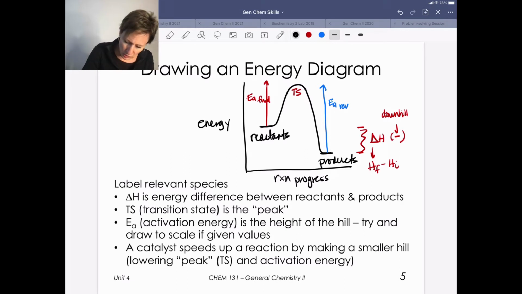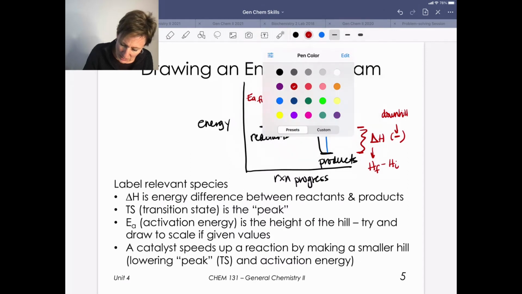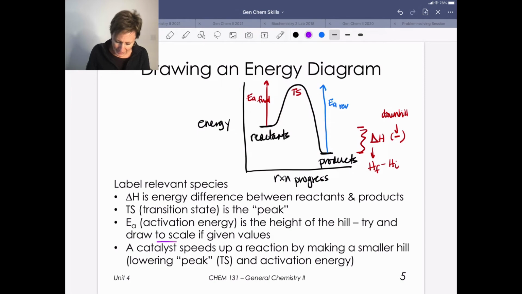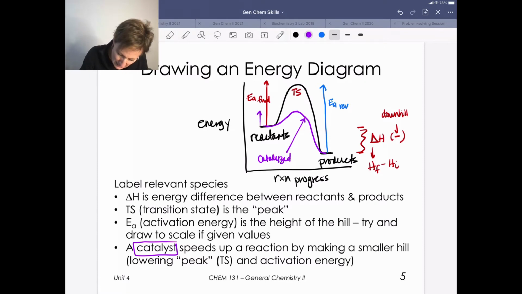Last thing is to learn how a catalyst speeds up a reaction. So let's draw this in purple here. If we're going to have a catalyst here, catalyst speeds up a reaction by making a smaller hill to go through. So what I'm really going to have here is a smaller hill to go through. So this is going to be a catalyzed reaction. Okay, so what that means is my activation energy is smaller. So this is my activation energy for a catalyzed process.